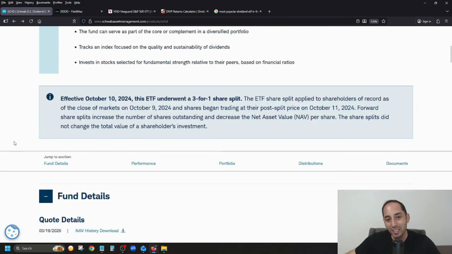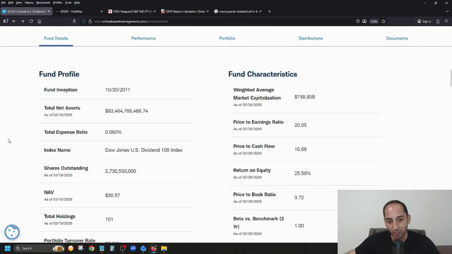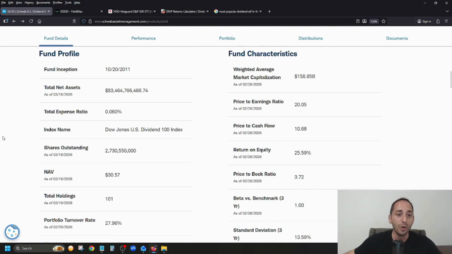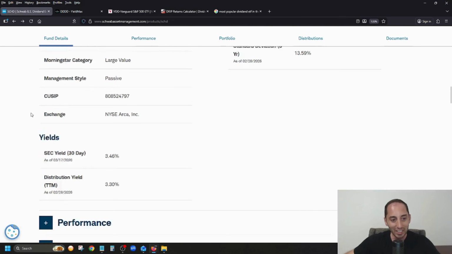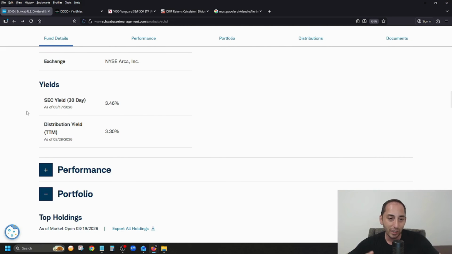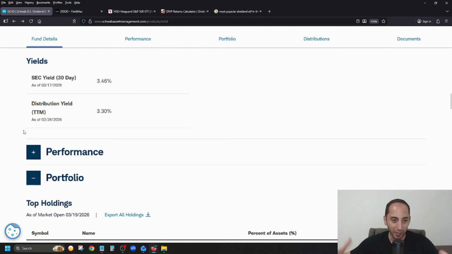So this ETF in particular has been around for quite a long time. It's very, very popular, over 80 billion in assets, right? Very low management fee, total expense ratio. Again, it follows this index. But if we look at the yield, it's typically in the 3% range, right? We see that here as of the dates here. It's typically in the 3% range.